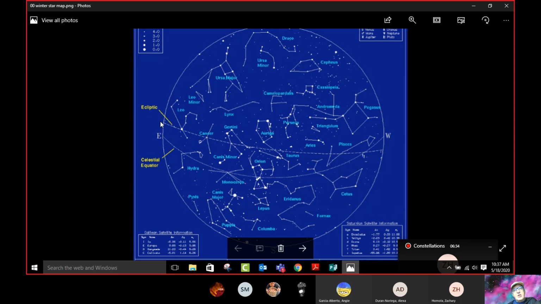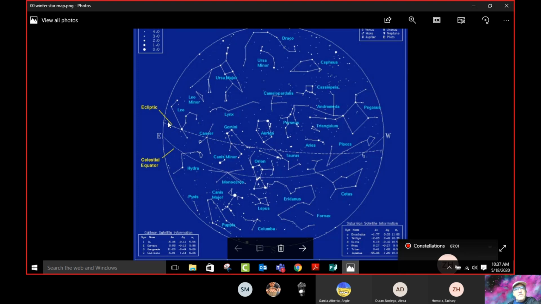There's another line on here labeled as the ecliptic. And look at the constellations that are along the ecliptic: Leo, Cancer, Gemini, Taurus, Aries, Pisces. Are you noticing that these are all the zodiac sign constellations? And this is where we get our zodiac signs from, is they are constellations found on the ecliptic.